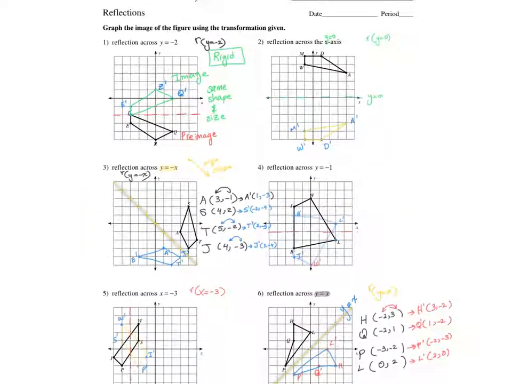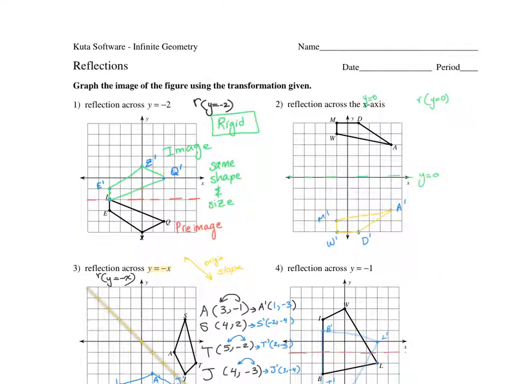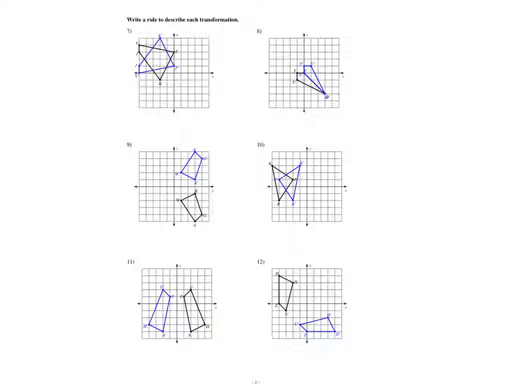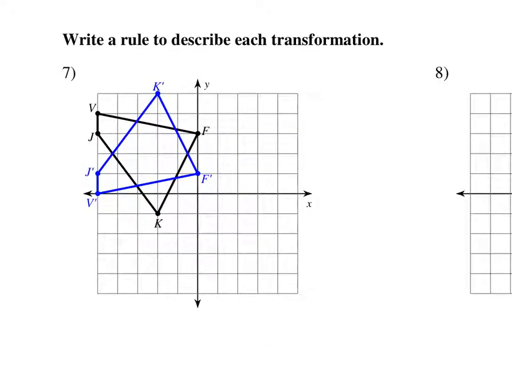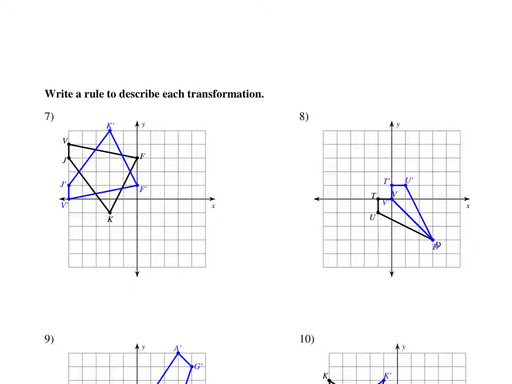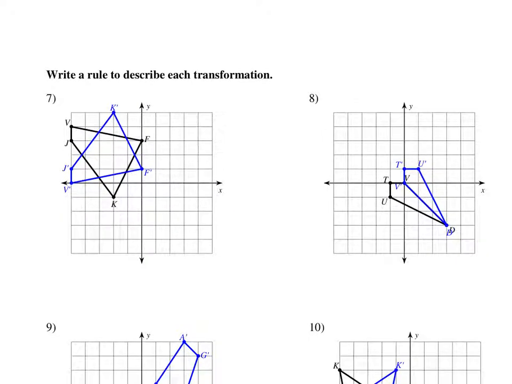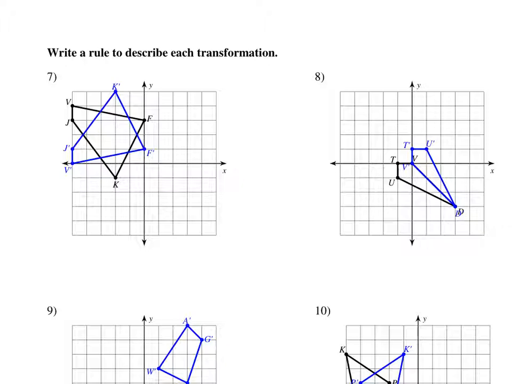The front page, basically, they give me a pre-image and a rule for the reflection, and I'm supposed to draw the image. The next page, they gave me the reflections, and now I need to come up with the rule. So go ahead, think about 7 and 8, and then pause the video, and then we'll do them together.